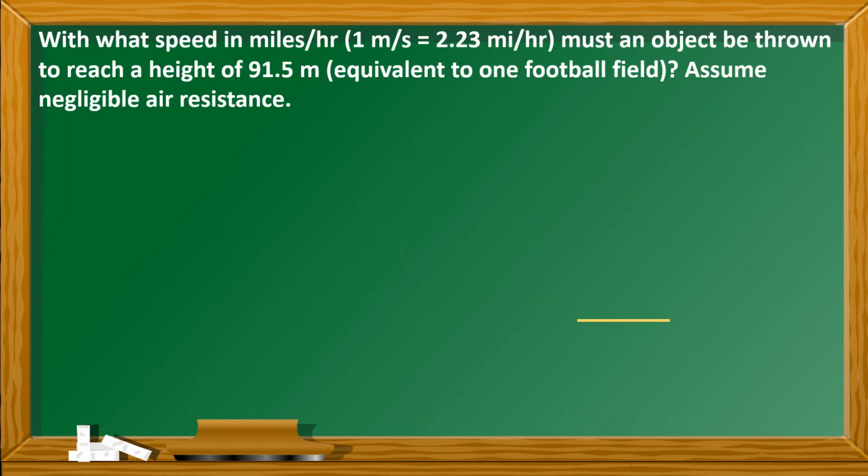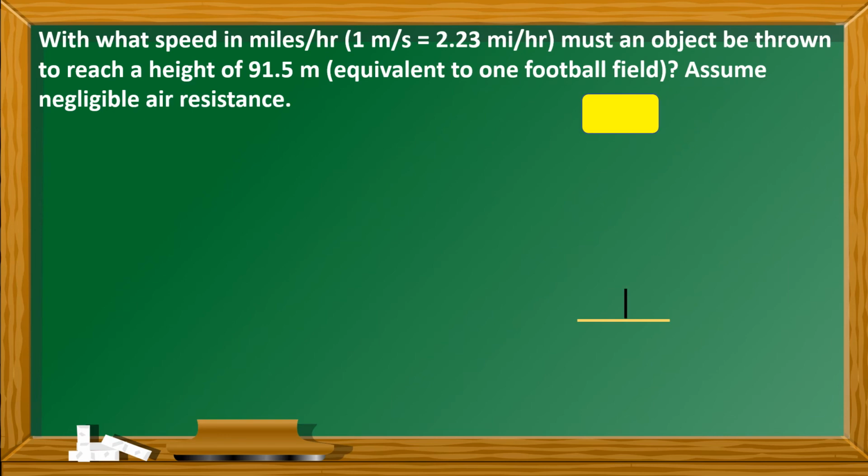Now let's move on with the third problem. With what speed in miles per hour must an object be thrown to reach a height of 91.5 meters, or equivalent to 1 football field? Assume negligible air resistance. So first, we have to illustrate it to find a better way to solve.